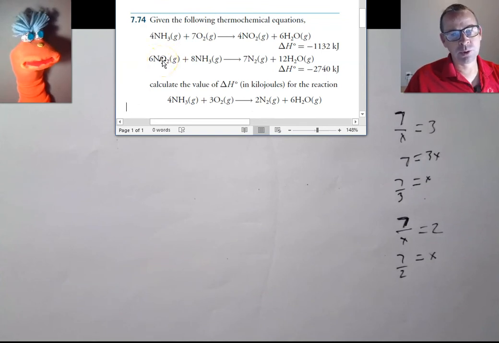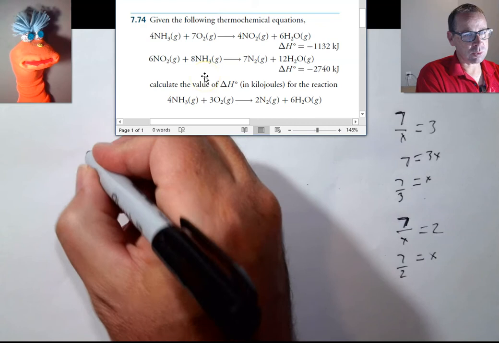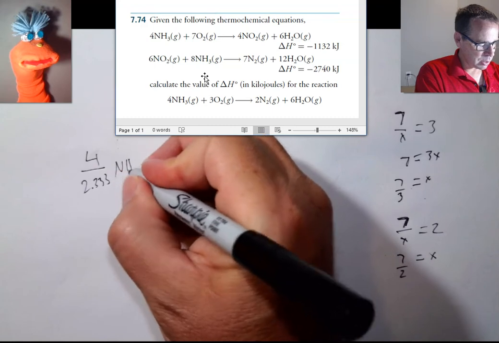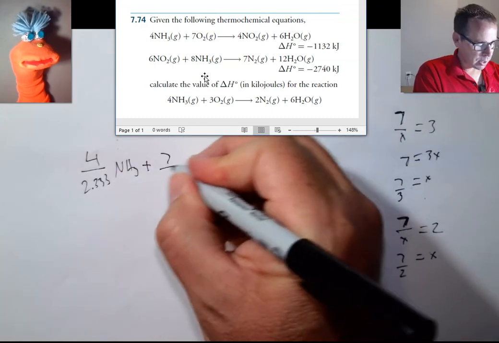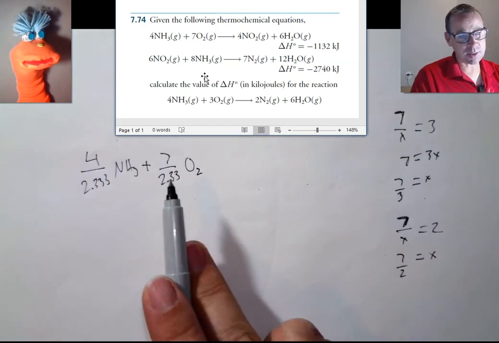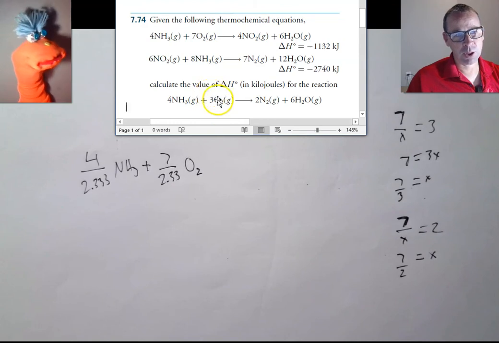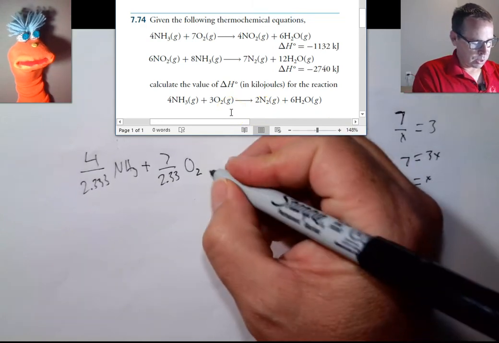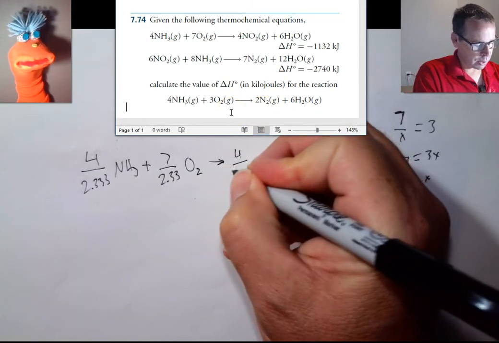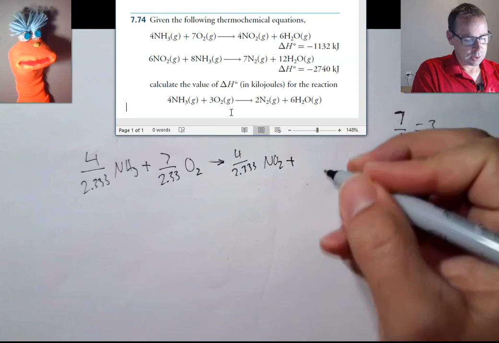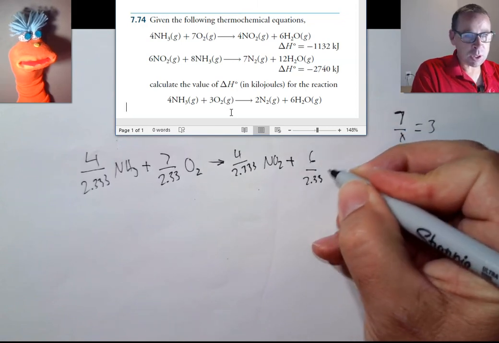Maybe if you just keep those numbers so that we can see them. That's a good idea. So let's make this first equation 4 divided by 2.33 ammonias, and then 7 divided by 2.33 oxygen gases. That's actually 3, right? Yeah, we did that math over there. Okay, so what's next? 4 divided by 2.33 NO2s, and 6 divided by 2.33 waters.